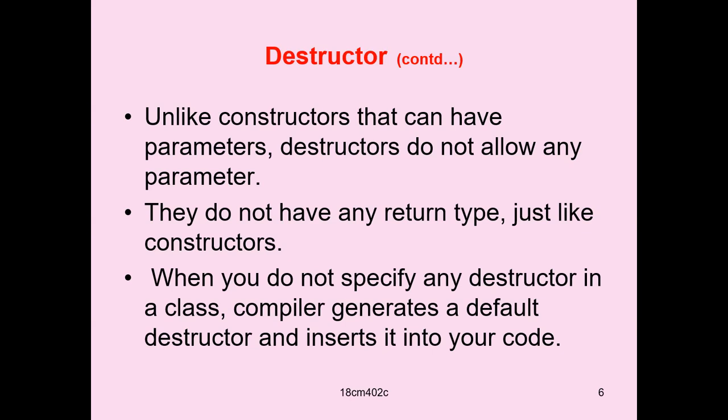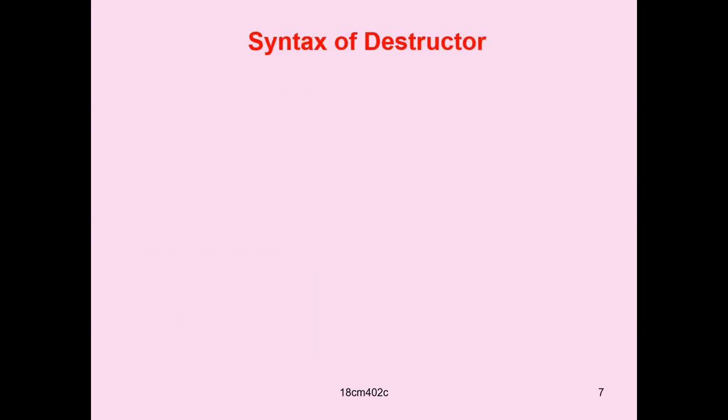This is a destructor, and like the default constructor, if you have not specified any constructor, then the compiler creates the default constructor for that particular program and internally inserts it into the code. Likewise here, when we have not specified any destructor in a class, the compiler generates a default destructor and inserts it into our code.